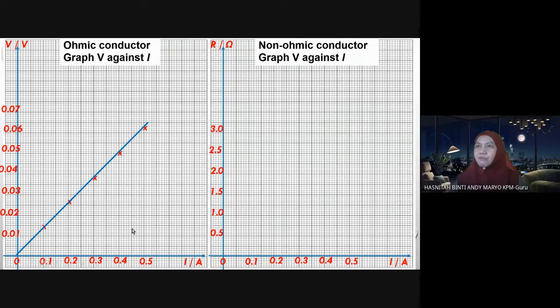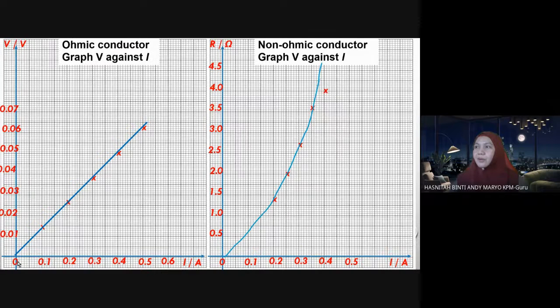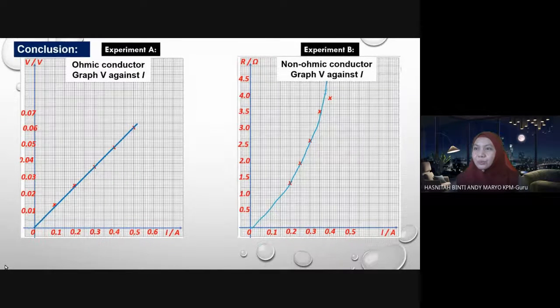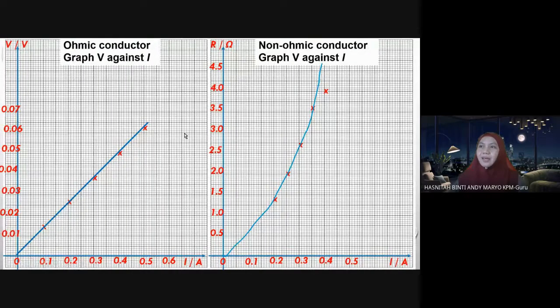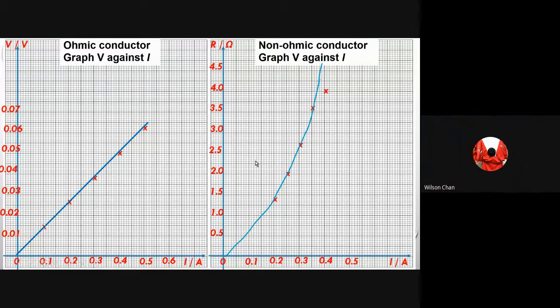Okay, so we plot V against I. V is our voltage and I is our current. So you can see the difference. Oh, sorry, it was too fast. Can you see the difference between these two patterns, students? This is the pattern for the graph for ohmic conductor, which is the constantan wire. And this is the pattern we obtain from the non-ohmic conductor, which is the filament bulb. What is the difference you can see between these two graphs? One is straight and the other one is curved.